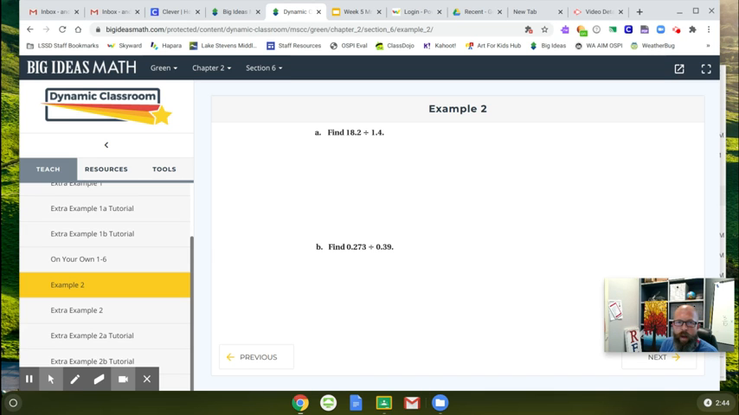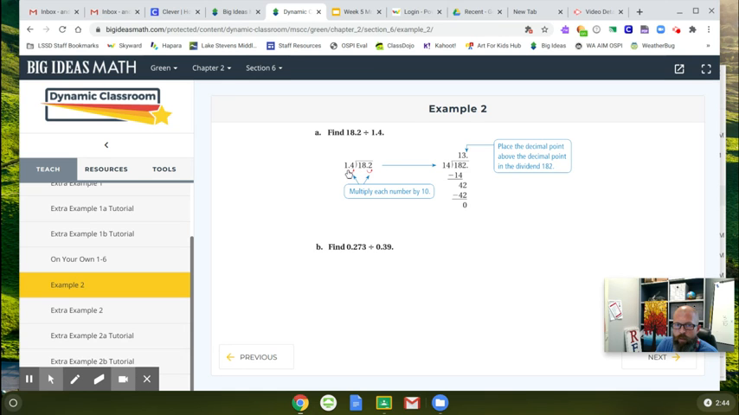All right, welcome back. We're at example 2, chapter 2.6, and now we're dividing decimals by decimals. So this gets a little trickier. Both numbers have a decimal point. So how do we do that? Well, first we're just going to write it like we normally would.